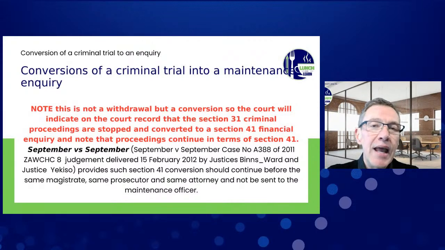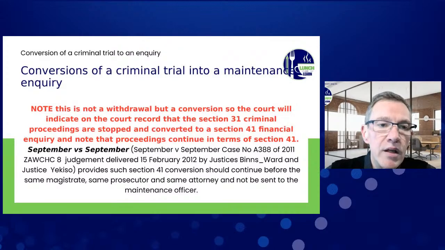When it's converted, it is dealt with in the same court, with the same magistrate, the presiding officer, and the maintenance officer or the prosecutors. They're deemed to be the maintenance officer, and then the inquiry could be done.